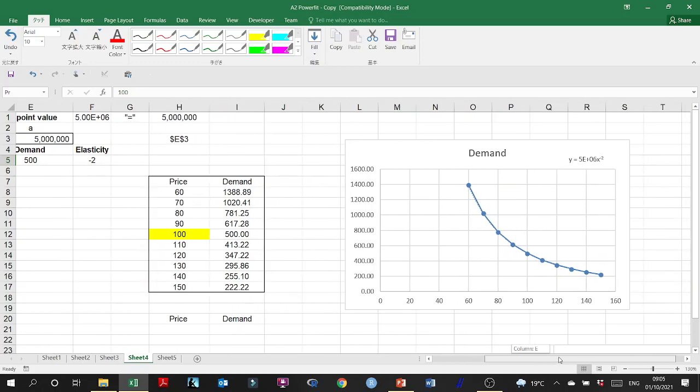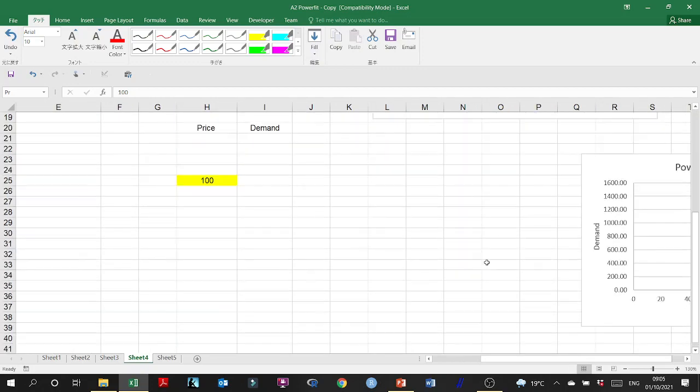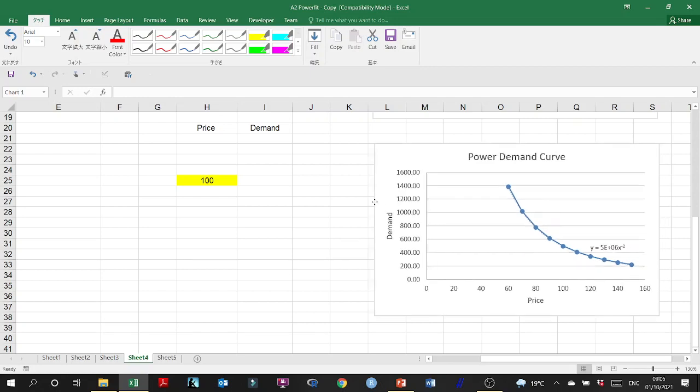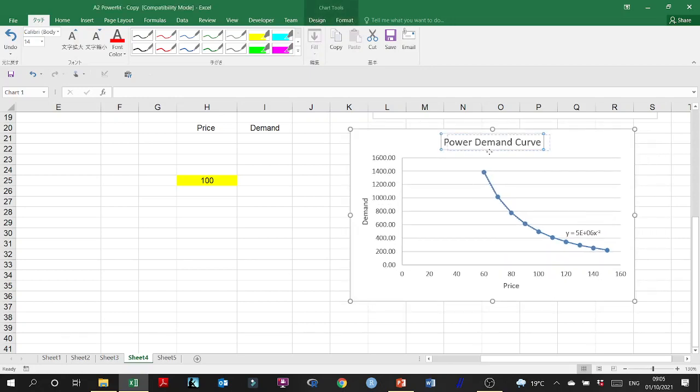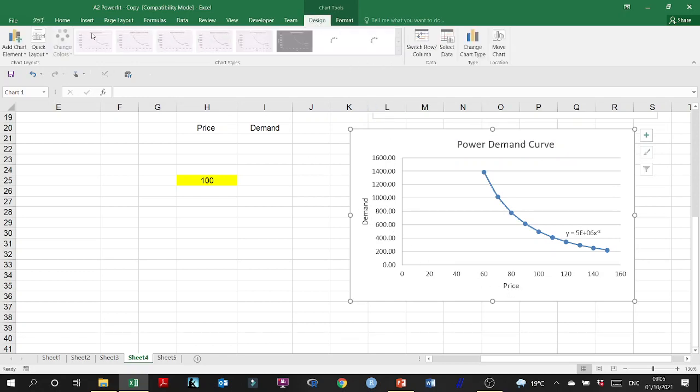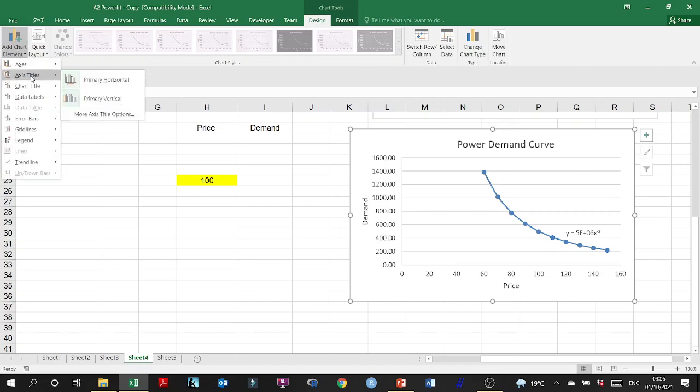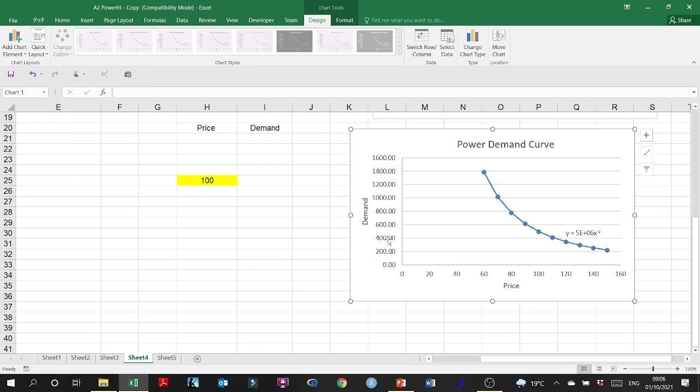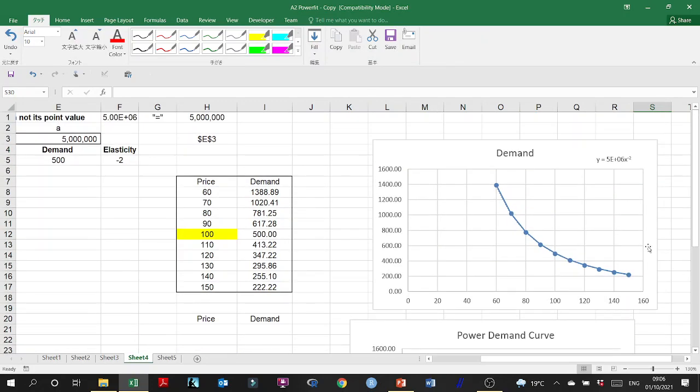Anyway, please make sure that with your curve, you add a nice name to it, like power demand curve, and add these through where you can connect. Click on it, choose it, and add chart elements and add the axes here. So you can add the axes and call them price and demand. You can, of course, change the design if you want to any different other design of your liking as well. Okay, this is it for this video, and I will see you in the next video.